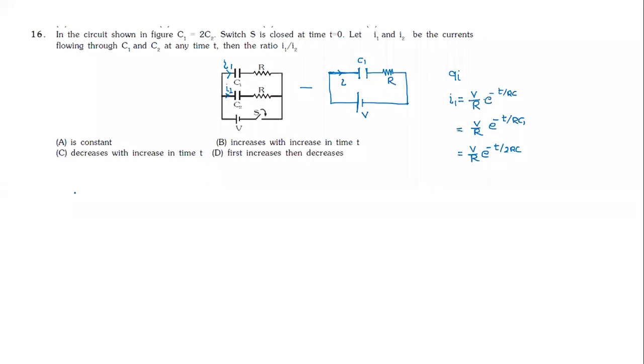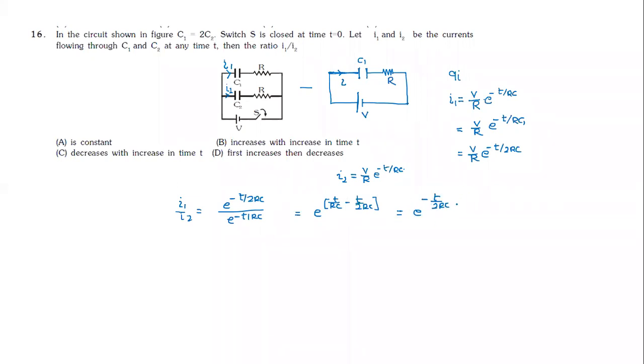In a similar way, can we write I2 as well? Let me see, are we out of time? I'll just continue very quickly. What is I2 in similar fashion? I2 will be equal to V by R, e power minus T by RC. What we need to find is the I1 by I2 ratio. I1 by I2 will be equal to e raised to power minus T by 2RC divided by e raised to power minus T by RC. That is equal to e raised to power T by RC minus T by 2RC, which is equal to e raised to power T by 2RC.